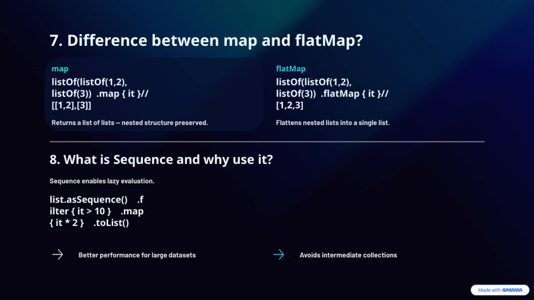So when you use map on a list of lists, you end up with a list of lists, like [1, 2, 3], which might be useful in some cases, but not when you want a flat structure. This distinction is key because it influences how we process data efficiently. Using flatMap when appropriate avoids creating unnecessary nested structures, and it works hand in hand with sequences to optimize performance, especially with large datasets. So, understanding when to use map versus flatMap helps us write cleaner, more efficient code, and it ties into our overall goal of optimizing data processing in Kotlin.